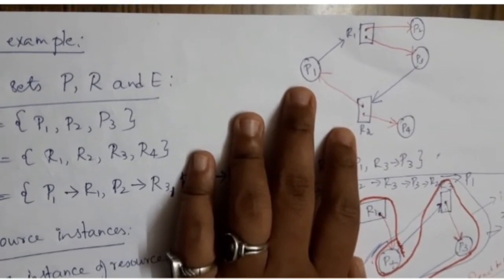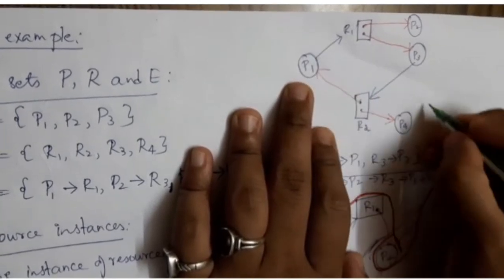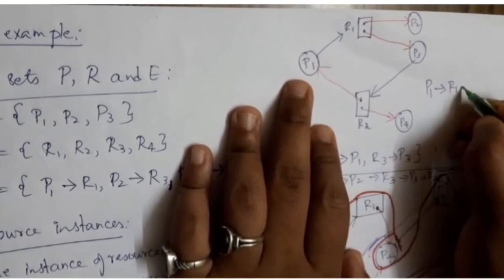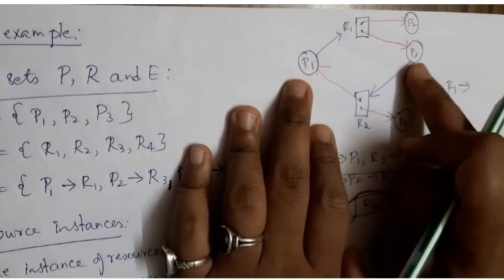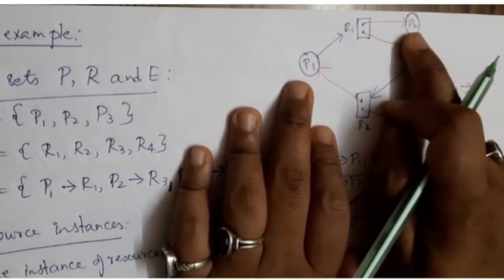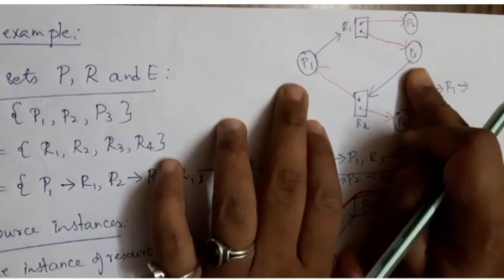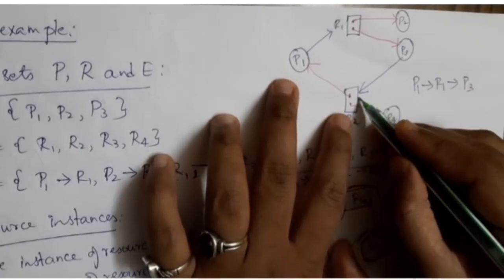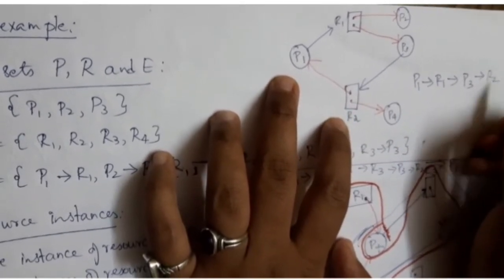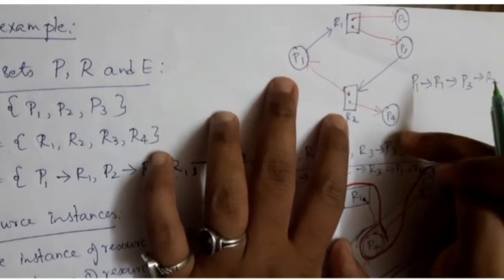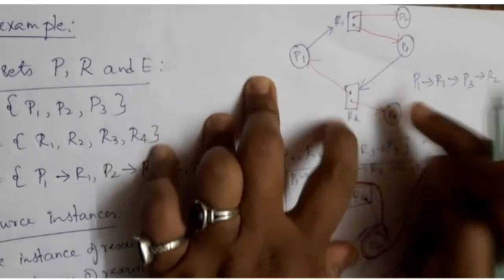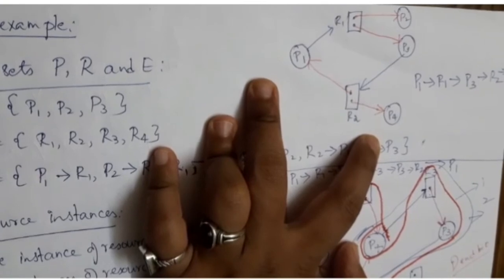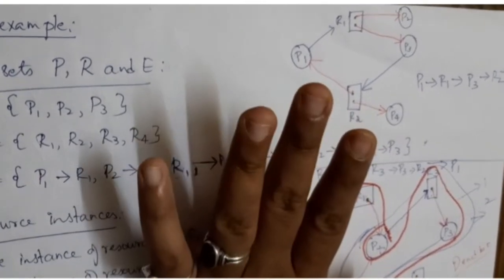Now if we check the cycle, starting from process P1, it is requesting resource R1, but R1 is allocated to P2. If I take P2, it will not form a cycle. If I take P3, in turn P3 is waiting for resource R2, but resource R2 has 2 instances, one allocated to P1 and another allocated to P4. So process P1 forms a cycle, but it is never a deadlock. It is not a deadlock.